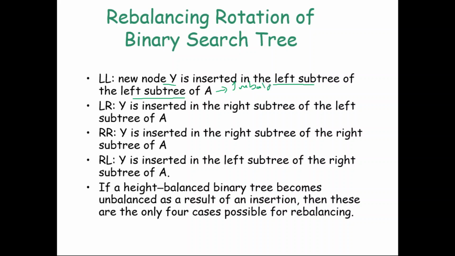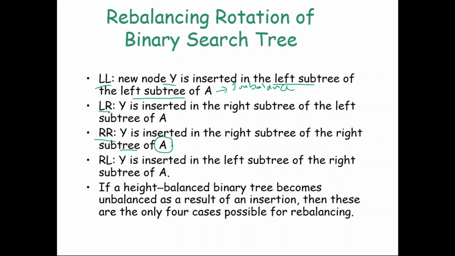If it is an LL imbalance, on whichever node the imbalance is created, on that node you perform a right rotation. That's all. The tree will be balanced. If it is an RR imbalance, Y is inserted in the right subtree of the node on which the imbalance is created. In that case, you just perform a left rotation on that node, and the tree will become balanced.